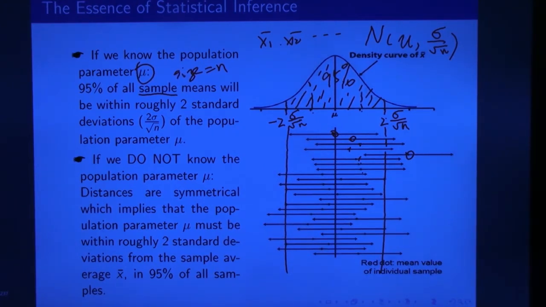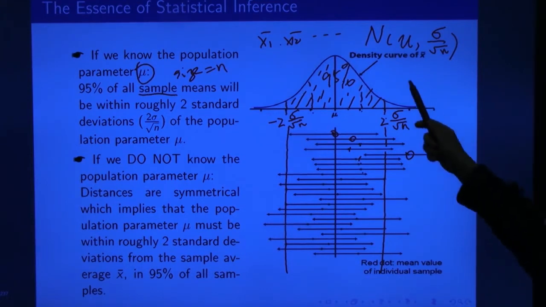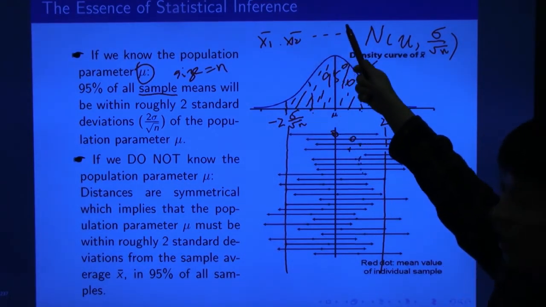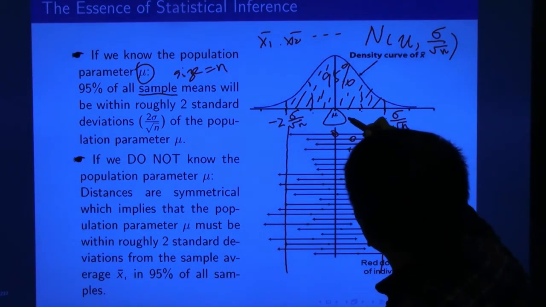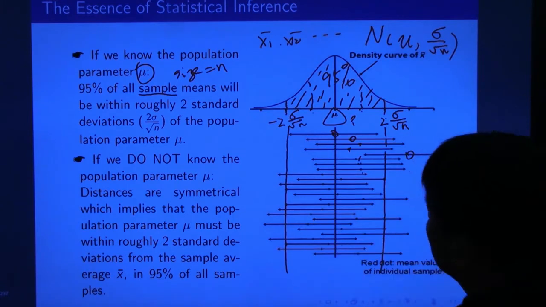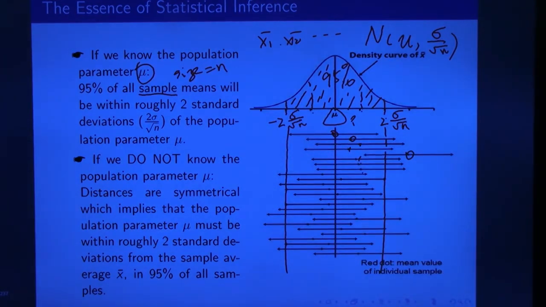Now, as we said, we already know this x1 bar, x2 bar, x3 bar, all of these from our experiment. But we don't know the population mean. We don't know this, because this is the population mean. We want to infer that from the samples.